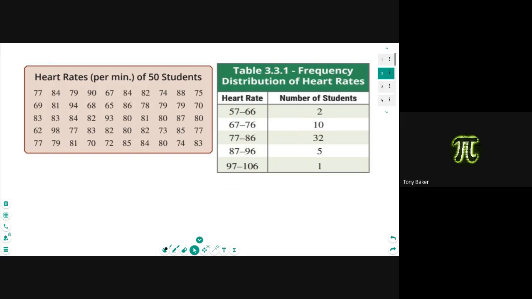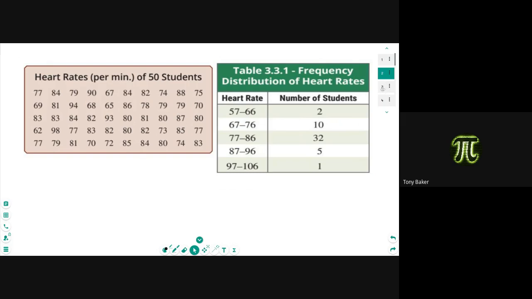So if we look at this, what are some of the information that you can get just by looking at the table on the right? Yeah. Majority of people are between 77 and 86. You see that quickly, and it seems to be pretty even around it, right? We had 10 on one side, 5 on the other, 2 and then 1. So it kind of makes a nice little curve, which we'll see in a little bit when we do the histograms.